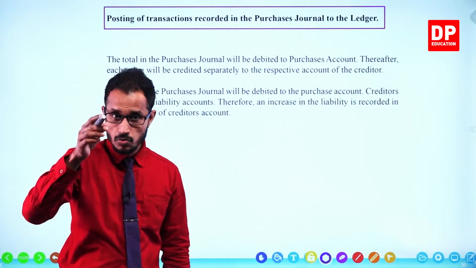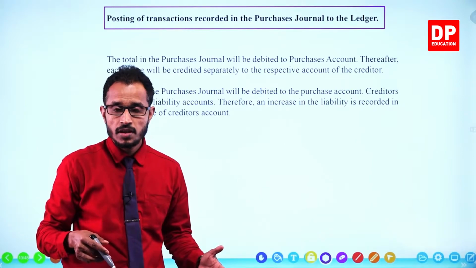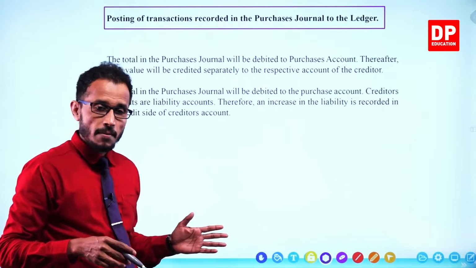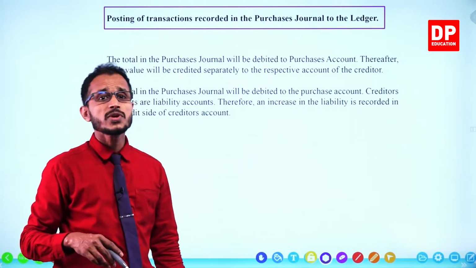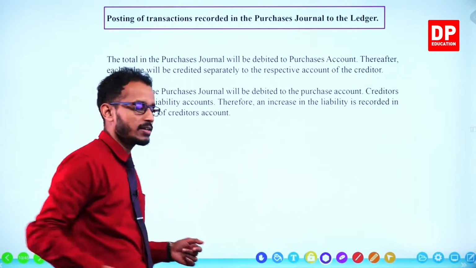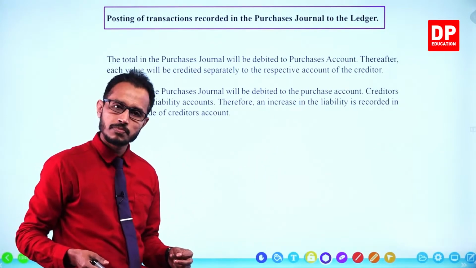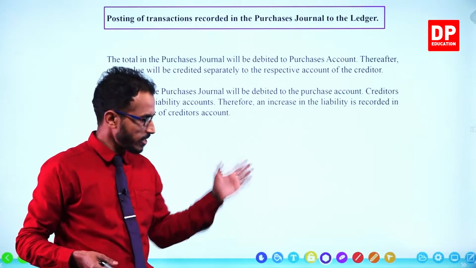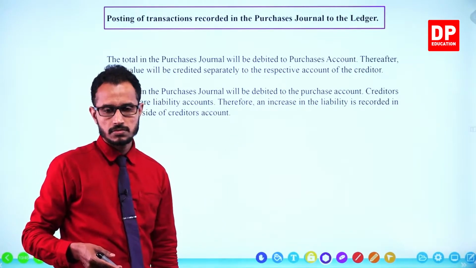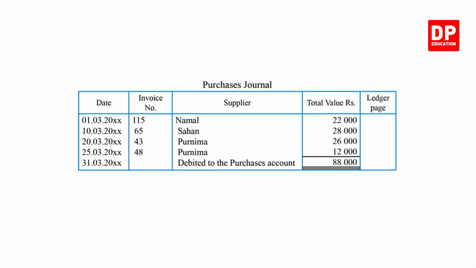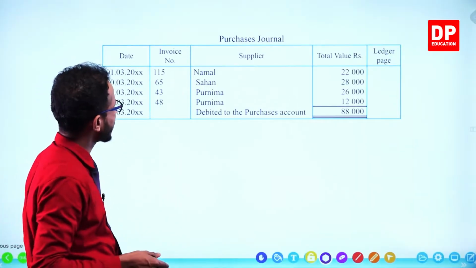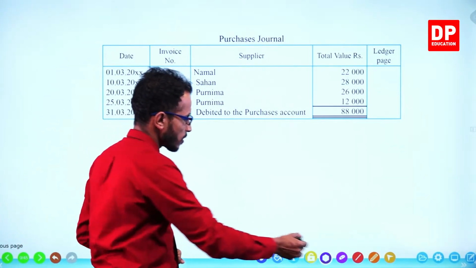The students who were with me, who watched it, you may remember that I ruled my ledgers under the purchases journal. That is this one, this purchases journal. Can you remember we had Namal, we had Sahan, Purnima, these creditors. We purchased from these suppliers. Can you remember?